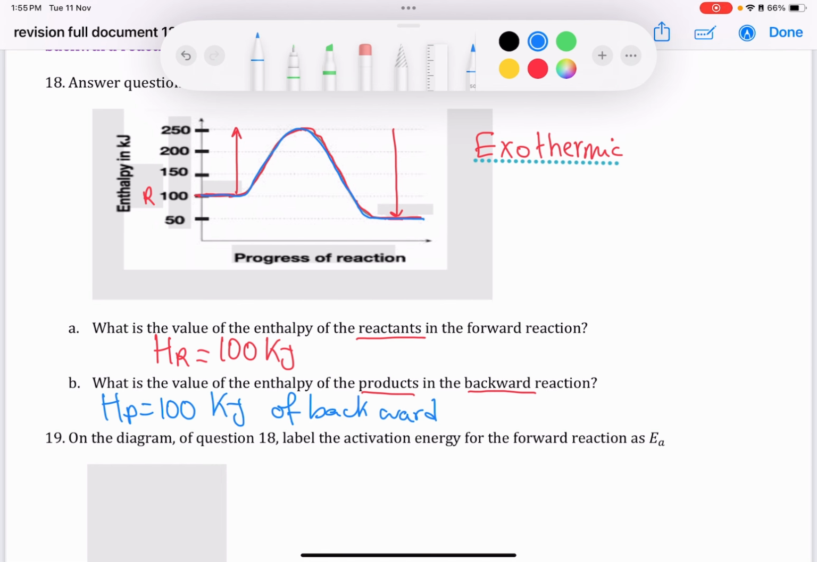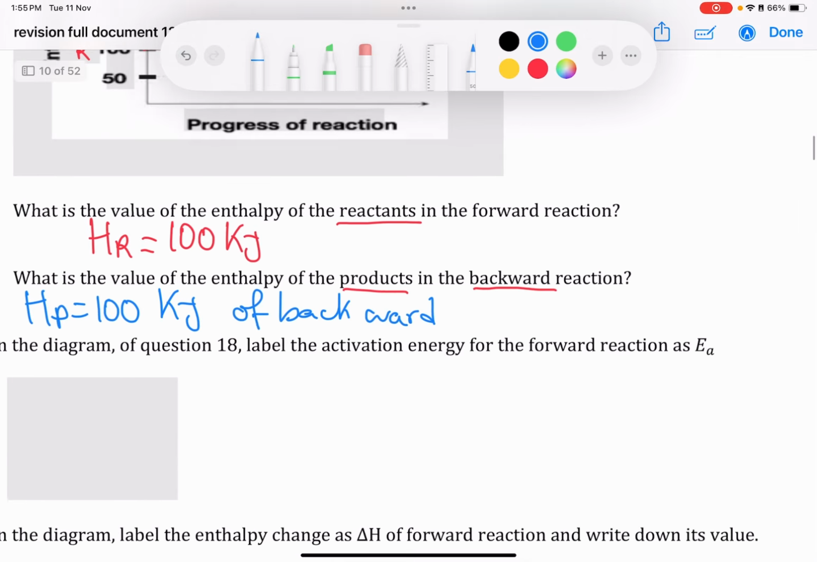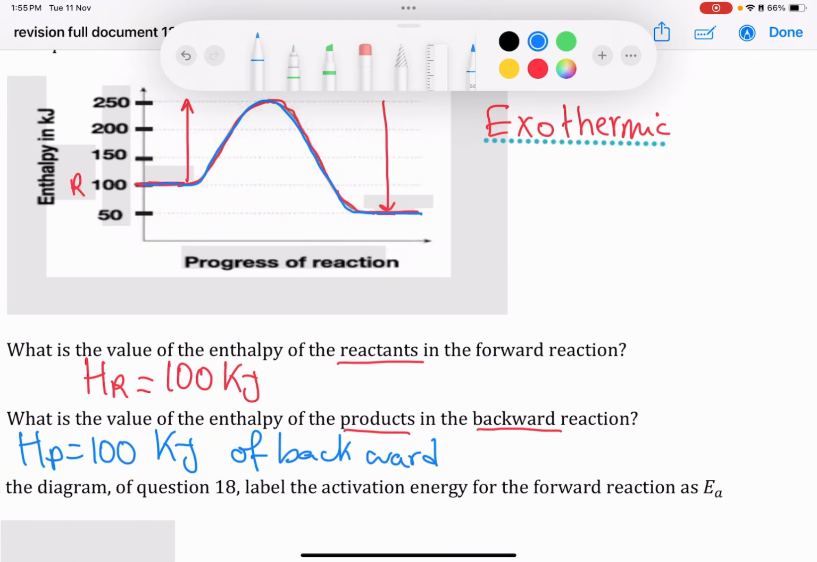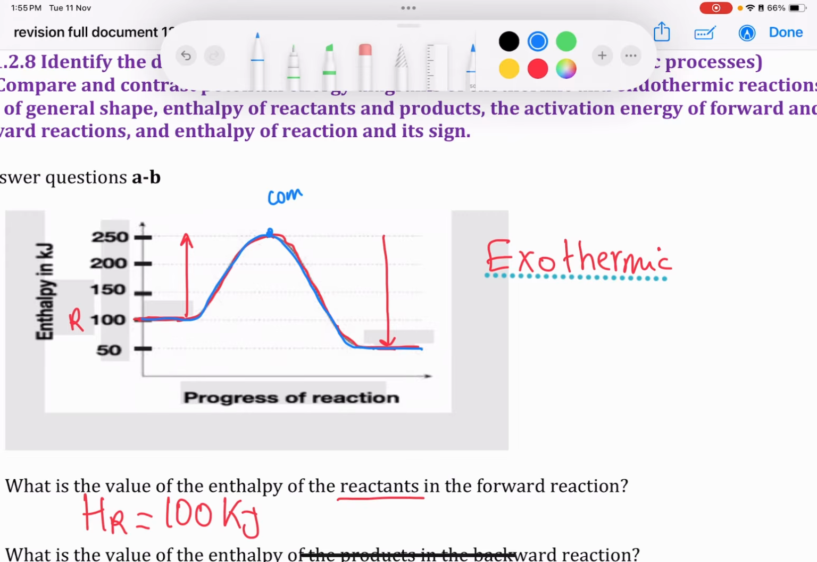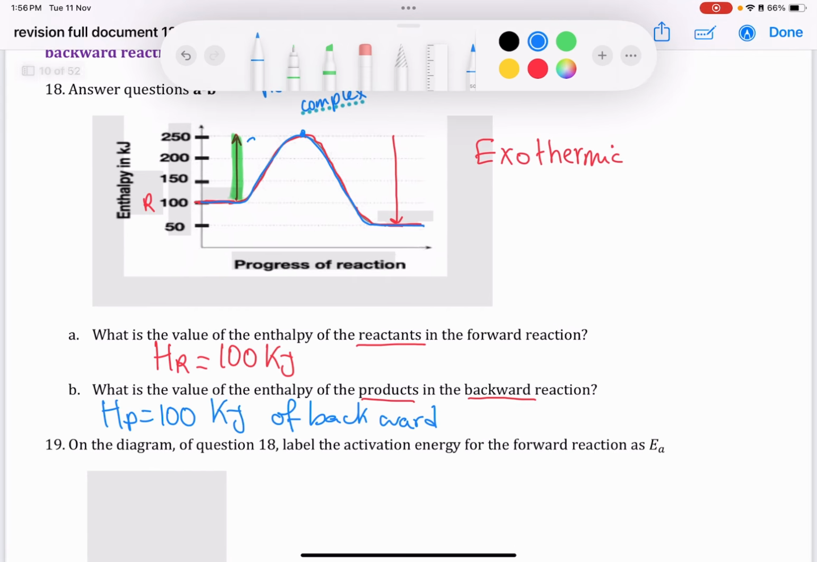On the diagram of this question, label the activation energy. Activation energy is the energy needed to activate this reaction, to reach the peak of this curve, which is called the activated complex. So the activation energy is this amount of energy needed. So the reactants need to absorb this much energy so that the reaction is activated. So this is the activation energy. You must draw this arrow on your graph to show your answer.